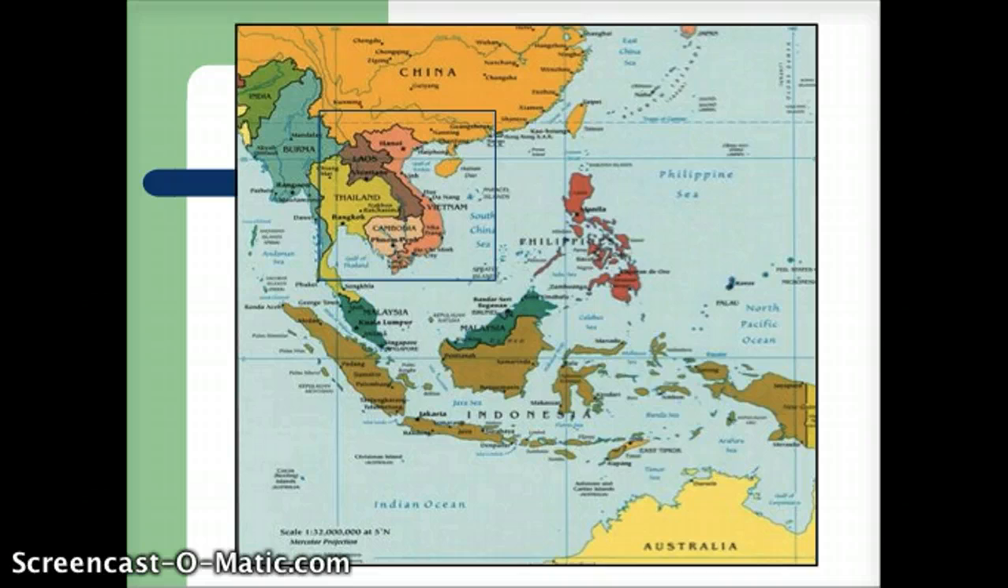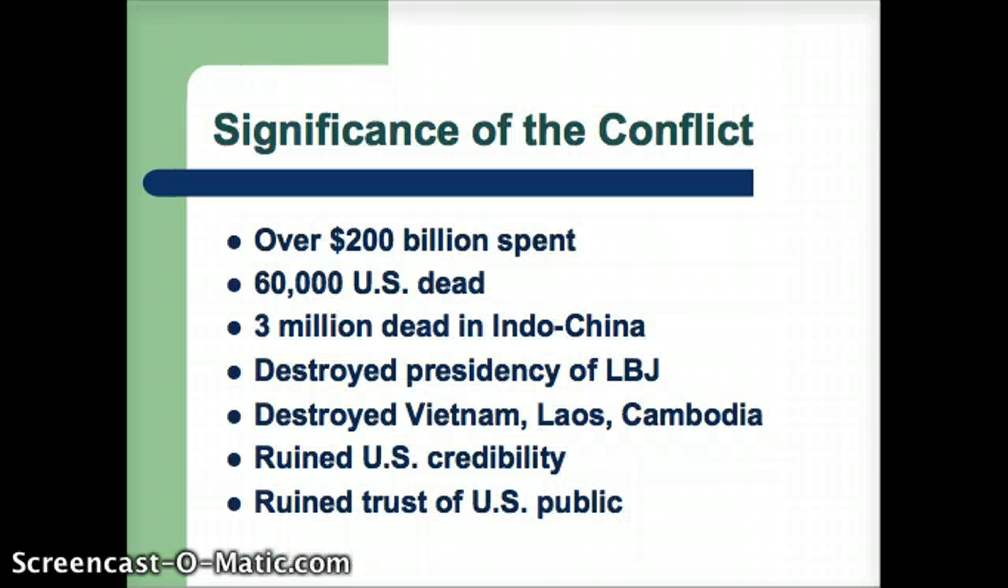Alright, continue on. The significance of the conflict. The Vietnam conflict itself cost the United States over $200 billion. This was part of LBJ's blank check theory. Approximately 60,000 United States men and women were killed, 3 million dead in Indochina, and it destroyed the presidency of Lyndon B. Johnson. As well, it ruined the United States' credibility. It ruined the trust of the United States people.